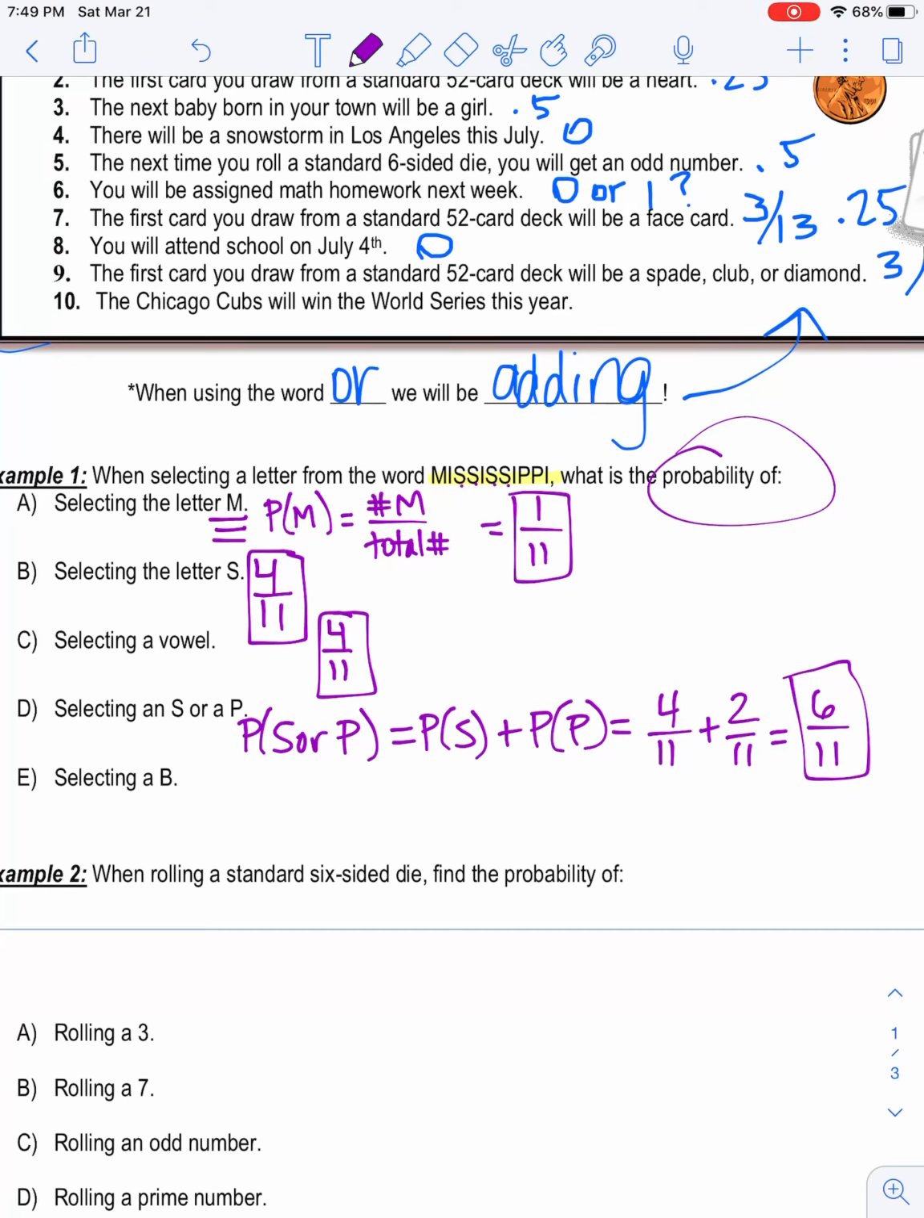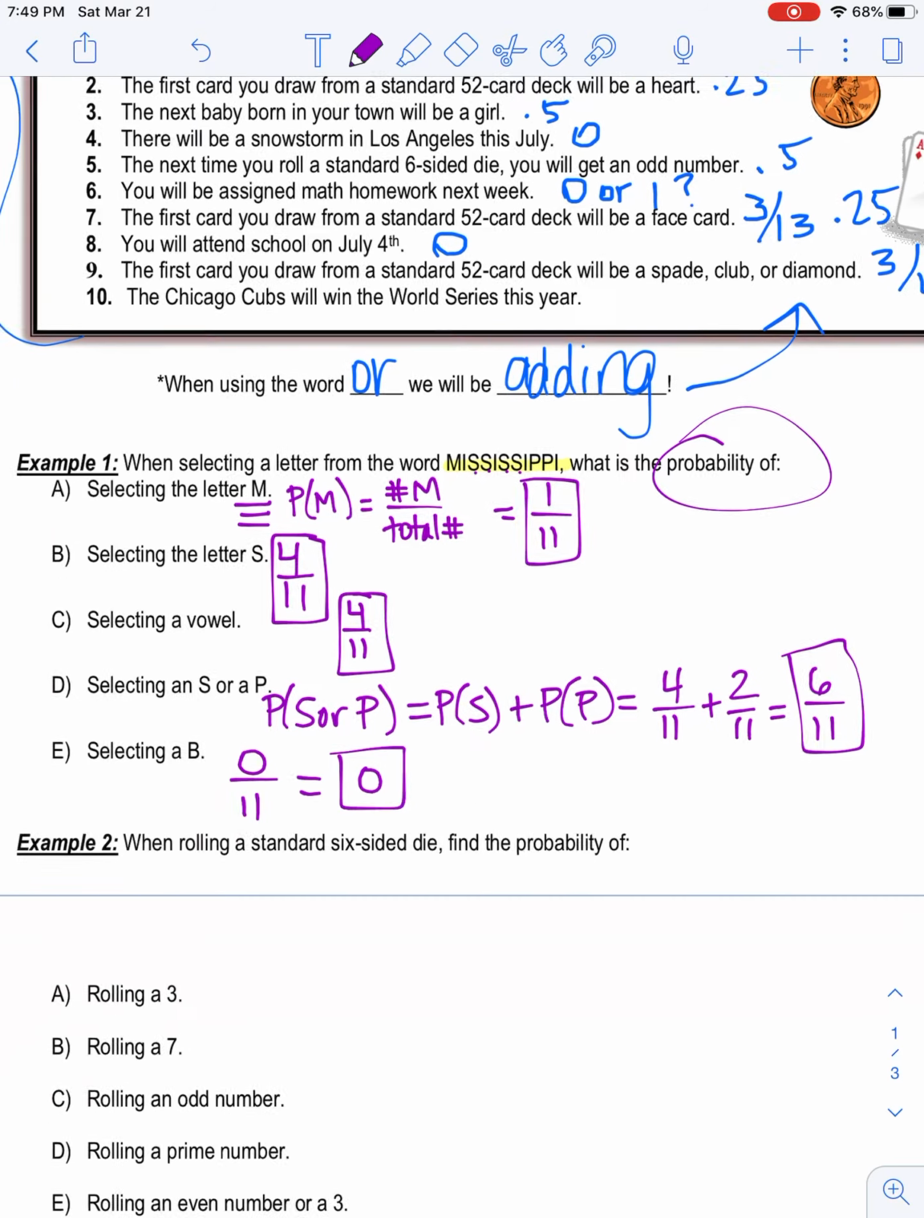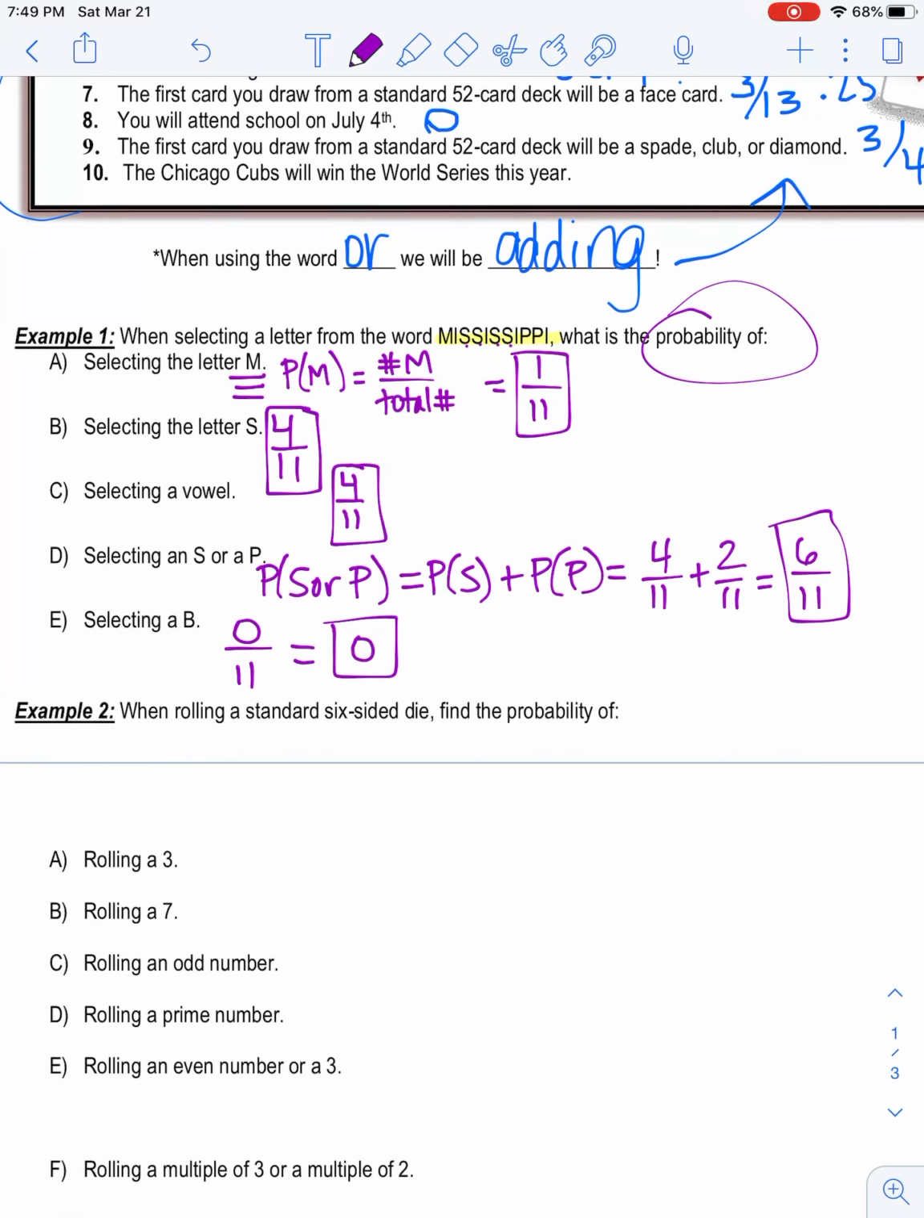Finally, selecting a B, we look at how many B's there are, and there's 0. And if we divide that by 11, that just becomes a 0. So that's impossible. So remember, the probabilities can be anything between 0 and 1. And if it equals 0, it cannot occur at all. And if it equals 1, it's guaranteed to occur. So in this case, if I said, what's the probability of getting an M or an I or an S or a P, that would be a 1, because that's every outcome.